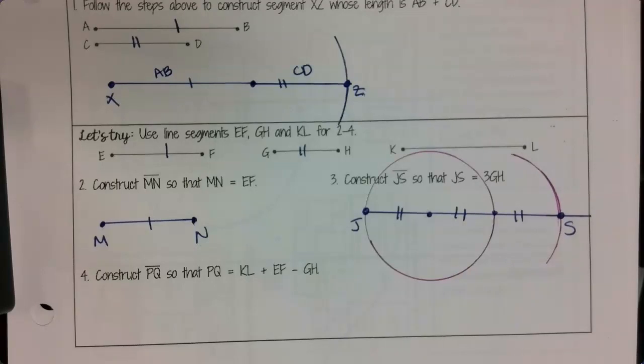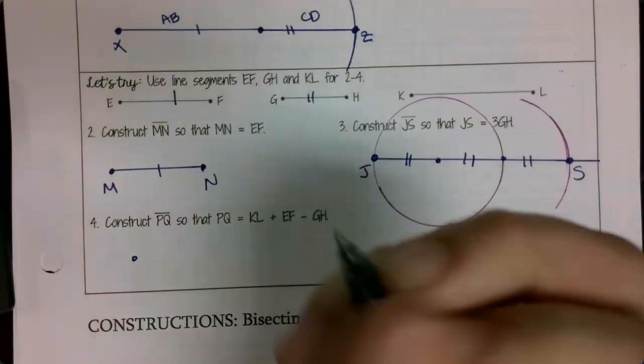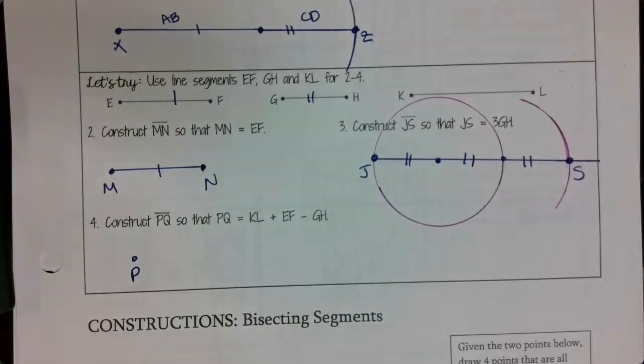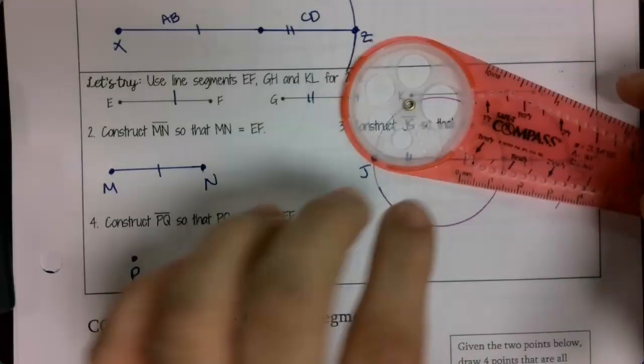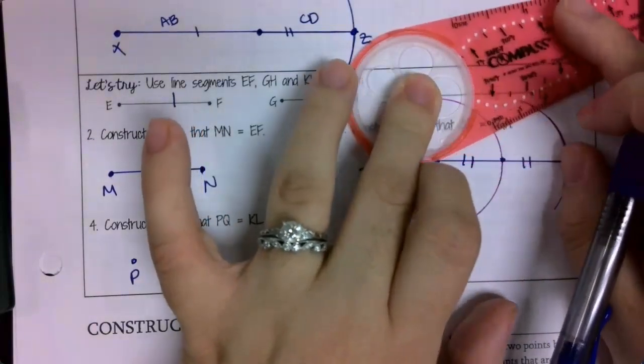Okay, number 4 wants me to make PQ, so that PQ is the length of KL plus EF, and then we want to minus GH. So I'm going to start off by drawing my point. The first thing I'm adding is KL, so I'm going to line up my golden piece right here, find the circle that lines up there.